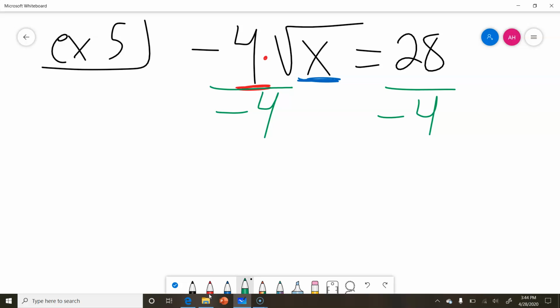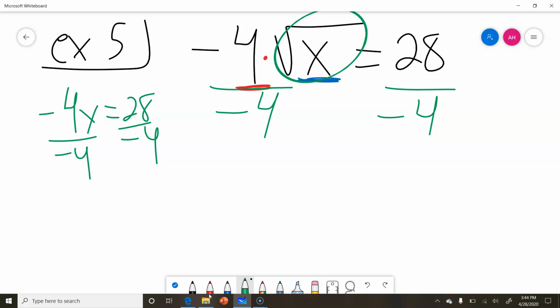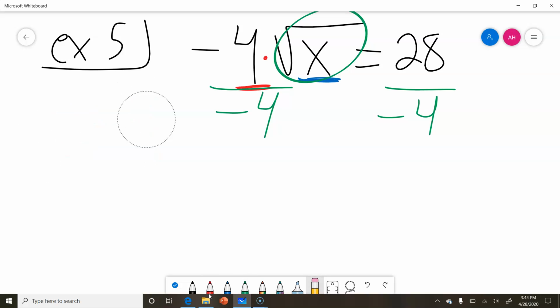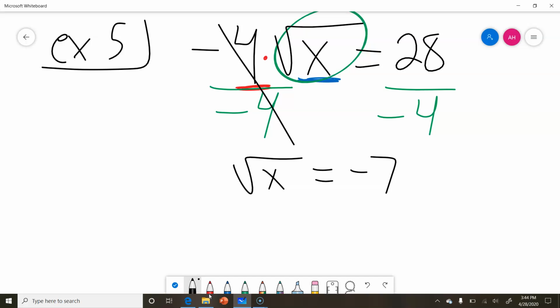Just like we would have done if it had been negative 4x equals 28, we would have divided by negative 4. It's the exact same thing happening. We just ignore this radical sign for right now, okay? So I'm going to erase this so it doesn't confuse us. So that goes away, and we are now left with the square root of x equals negative 7. Right, 28 divided by negative 4 is negative 7.